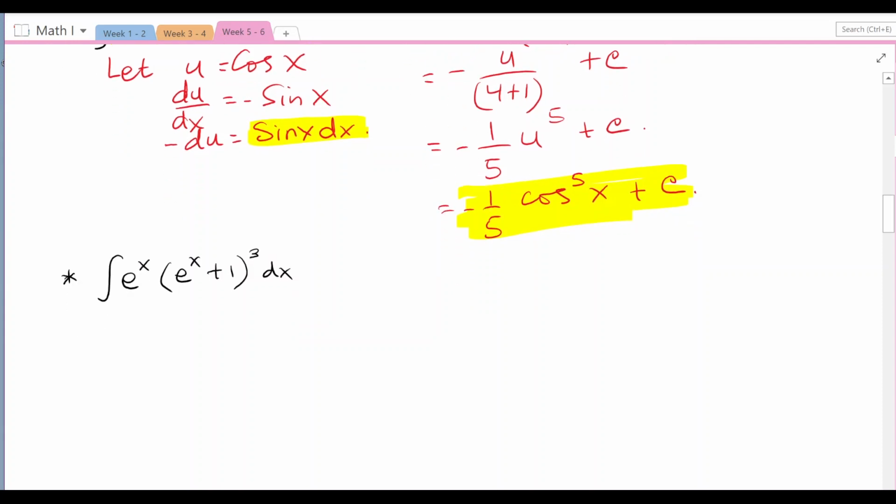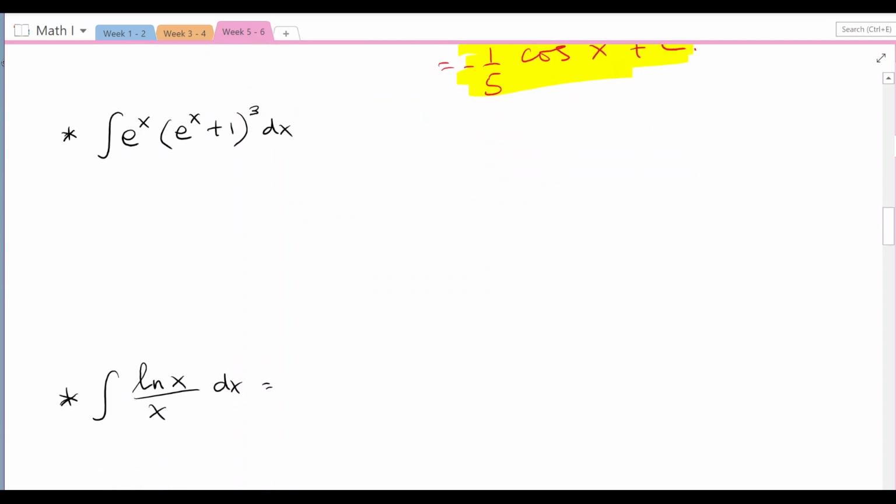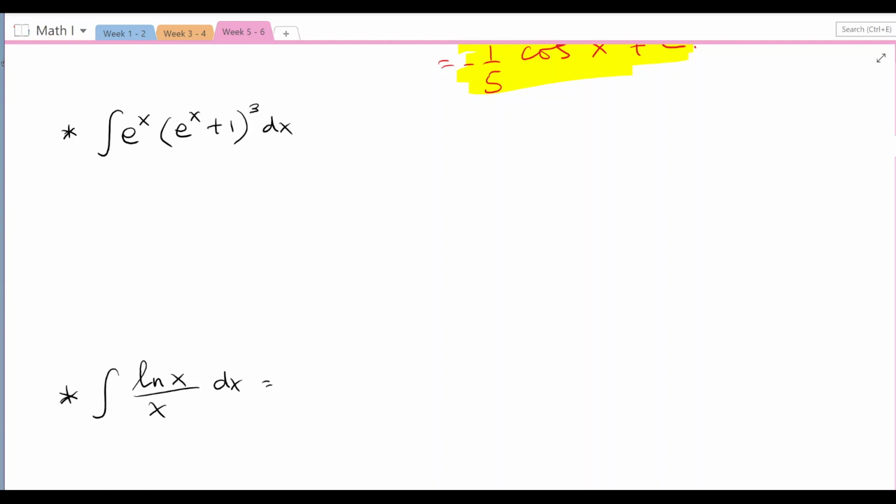Okay, let's do another one. Integral of e to the power of x times (e to the power of x plus 1) raised to the power of 3 with respect to x, dx. Again, we just have to decide which one best represents our u. Because we have e to the power of x plus 1, I think it's better to let u be e to the power of x plus 1, because the derivative of e to the power of x plus 1 equals e to the power of x, which is in here.